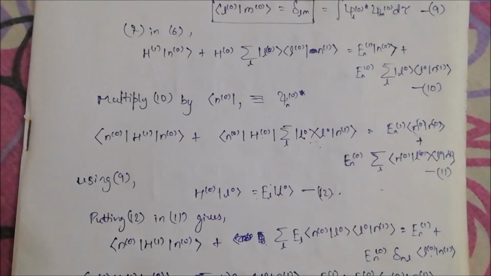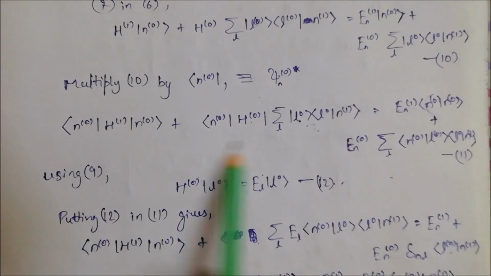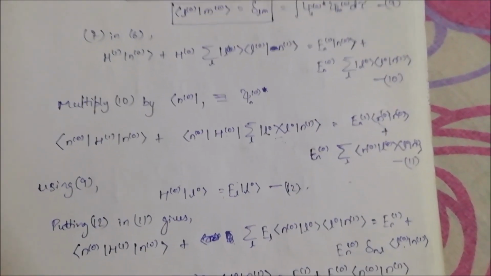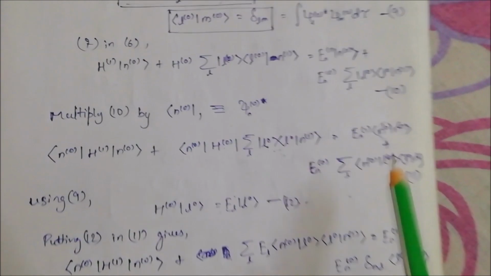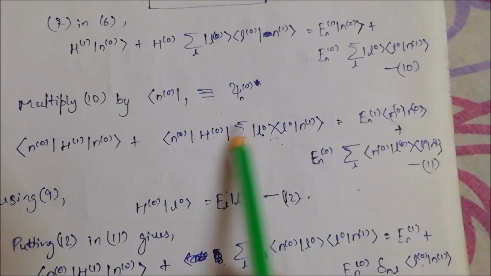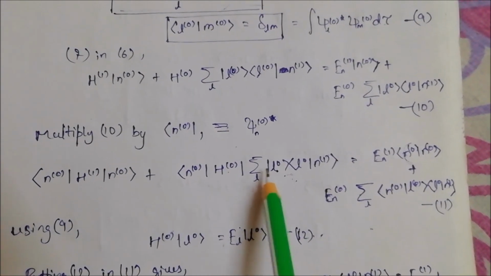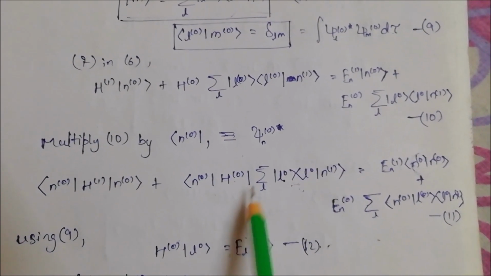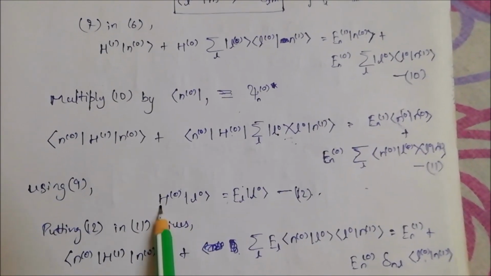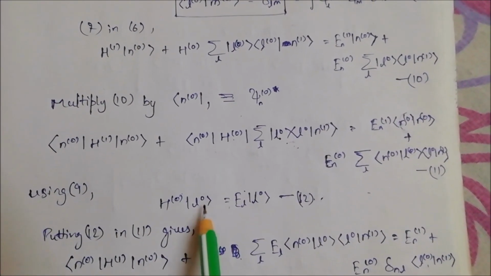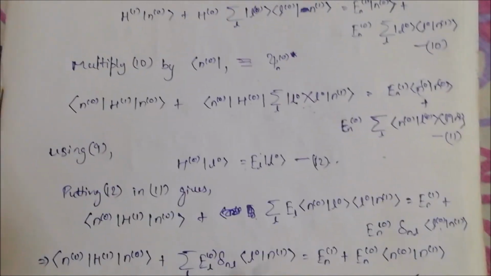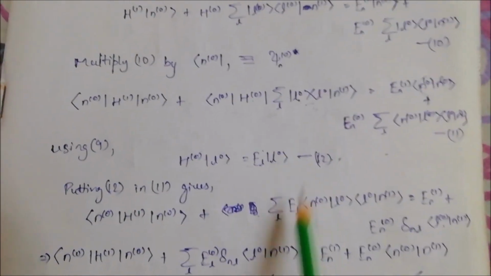So we get this expression. Now for this expression, you can see H0 is acting on this summation. So H0 is individually acting on each of the l0s. Now H0, when it acts on l0, l0 being the eigenstate of H0, gives an energy El. So we'll get this.